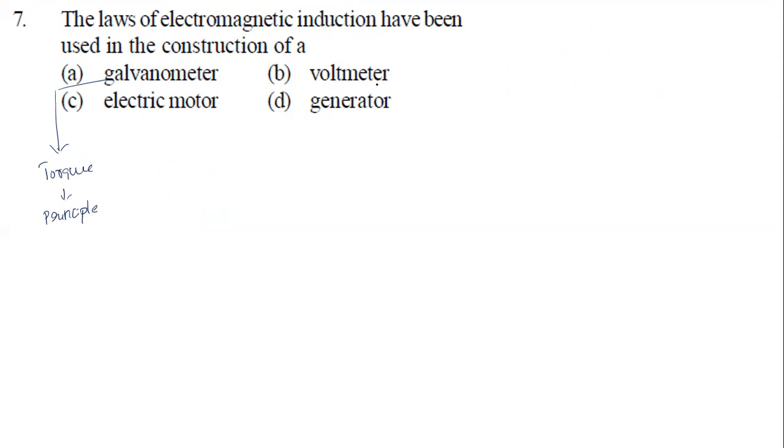Sir, how does the voltmeter work? A voltmeter is basically a galvanometer converted by connecting a very high resistance in series with the galvanometer. So it does not apply in this case. So electric motor and generator, these two options are left now. How does the electric motor work? In an electric motor, we are converting electrical energy into mechanical energy, right?